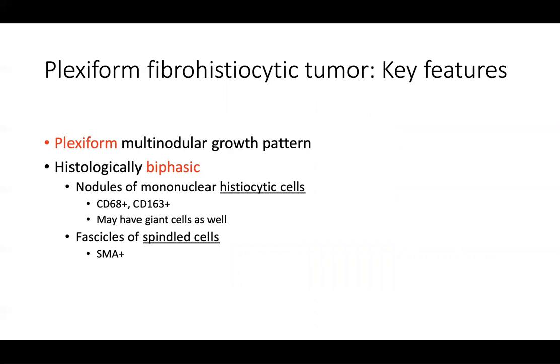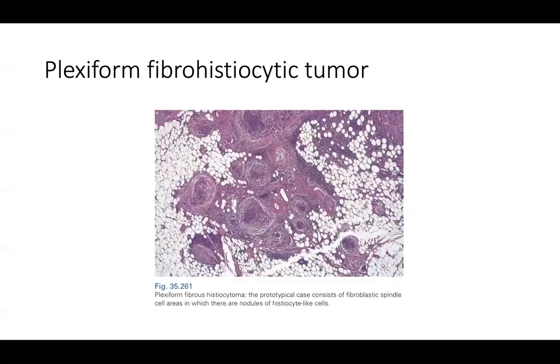Histologically, it's biphasic. It's got fascicles of spindle cells with nodules of mononuclear cells. So those mononuclear histiocytic cells will typically be positive for CD68 and CD163. Those are the really two common histiocytic markers. You can see some giant cells, and then the fascicles of the spindle cells are typically going to be positive for SMA, which again, SMA is not that helpful because it's positive in so many of these different entities, but it does go to show you the biphasic nature.